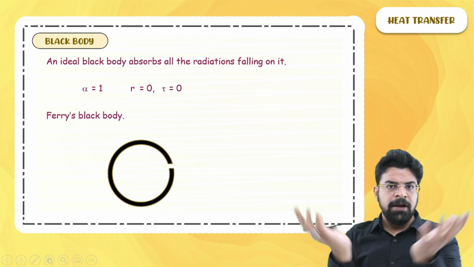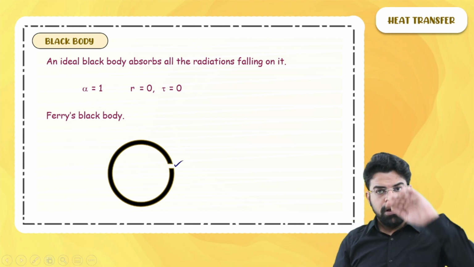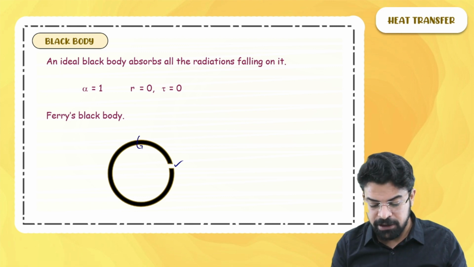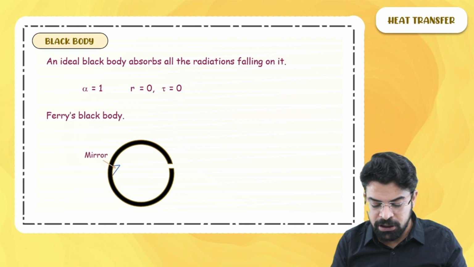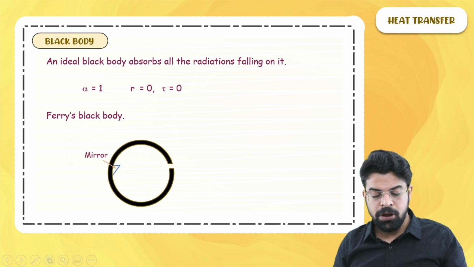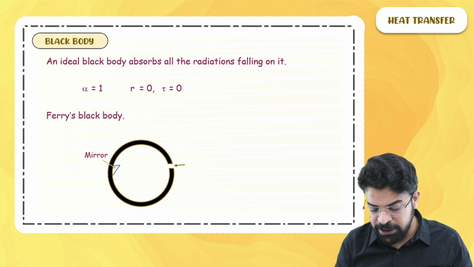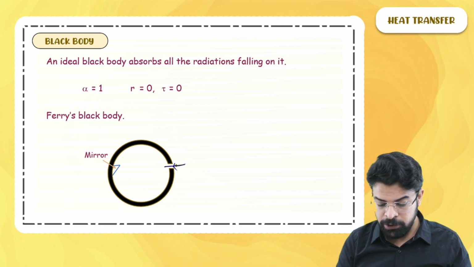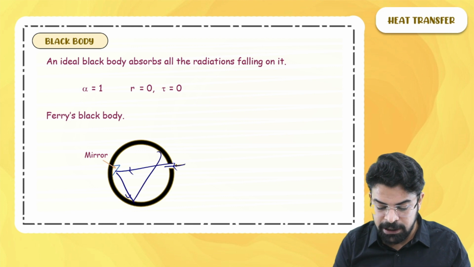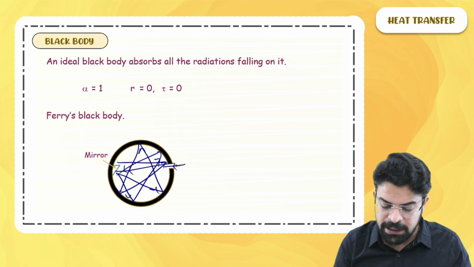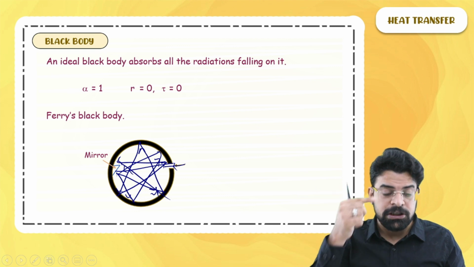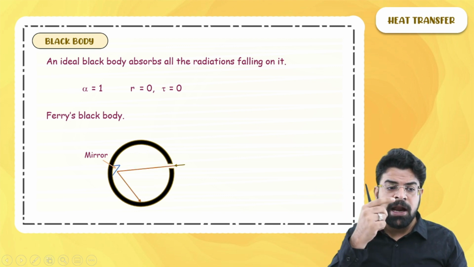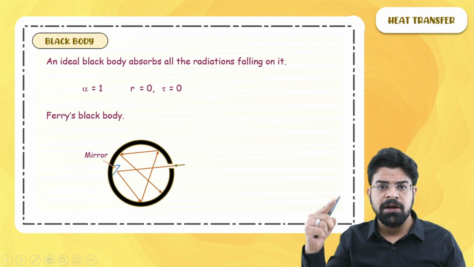So he took a clay pot, made a small hole, coated the inner layer with carbon black, which is the best absorber known at that time, and then he placed a small mirror opposite to the opening. Now what happens when some radiation enters through this hole? It gets reflected from the mirror and keeps on bouncing within the pot and can't escape. So it is as if this object has absorbed all the radiation coming through this small hole. If some radiation enters, it just keeps on bouncing here and there and can't escape.